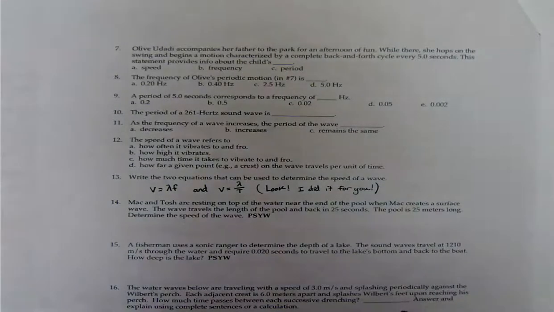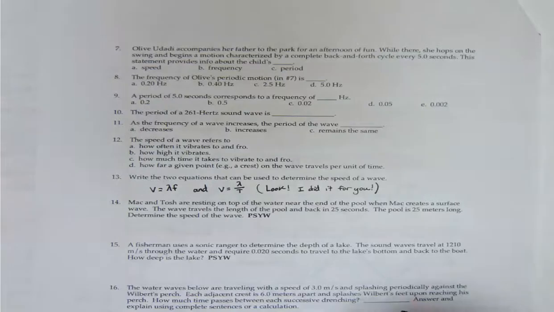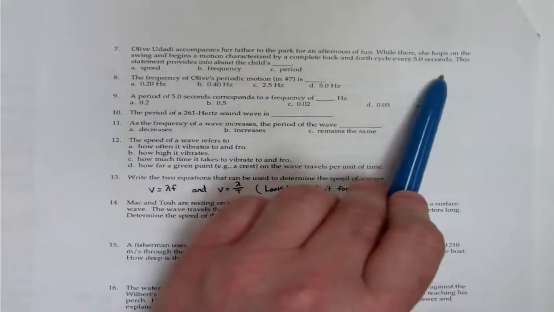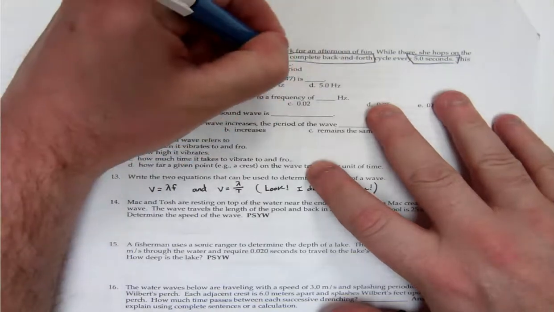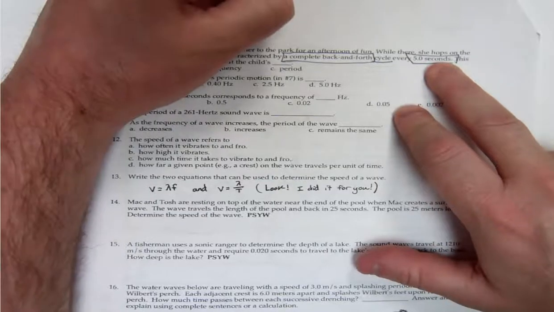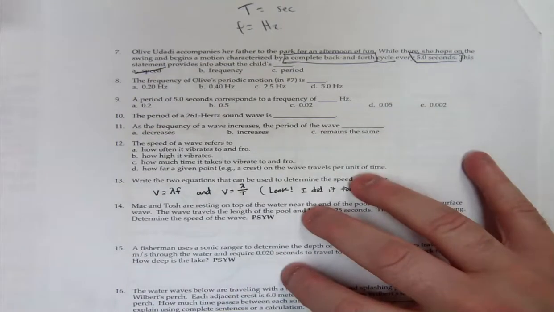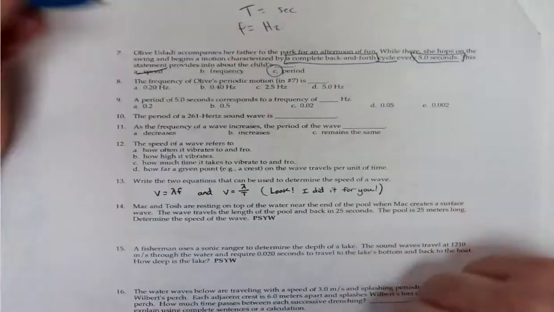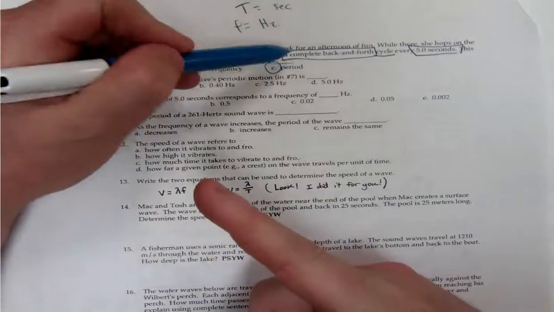All right. Olive Udadi accompanies her father to the park for an afternoon of fun. While there, she hops on the swing and begins a motion characterized by complete back and forth. So think of a pendulum, back, forth, every 5 seconds. So 1 complete cycle every 5 seconds. Remember what I said. Period is in seconds. Frequency is in hertz. So they're just straight up telling you. Well, you know it's not the speed, because speed isn't in seconds. That's the period, straight up, because it's in seconds, right? It's how many seconds for 1 single cycle? They say 1 cycle, right?